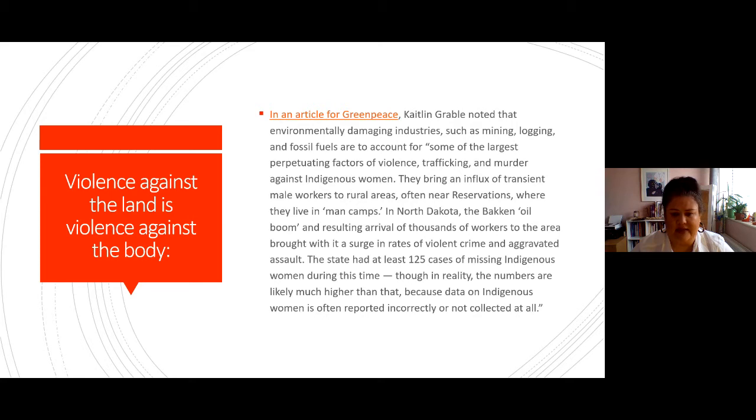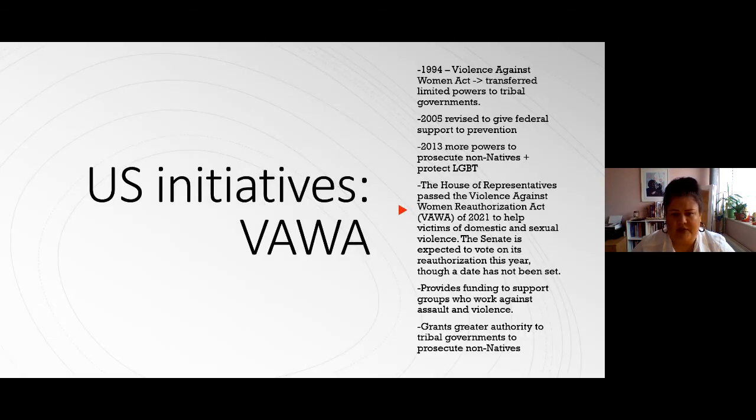The state at that time had at least 125 cases of missing Indigenous women. In reality, though, we know that the numbers are far higher than that, because the data on Indigenous women is often reported incorrectly or not collected at all. So some US initiatives include the Violence Against Women Act.